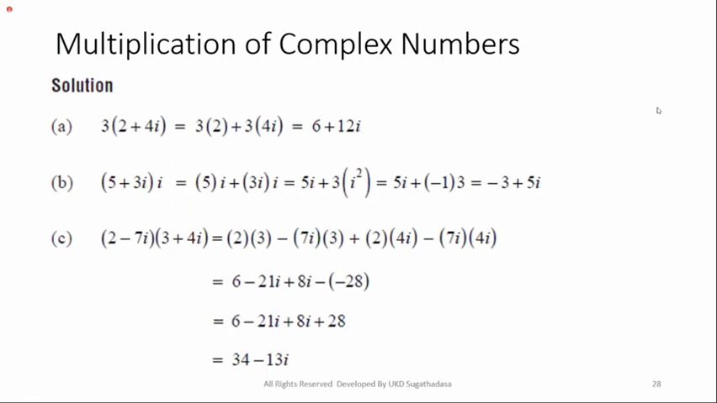That's another important thing to notice. Writing down the complex number, don't write the imaginary part first. The second answer is -3 plus 5i.